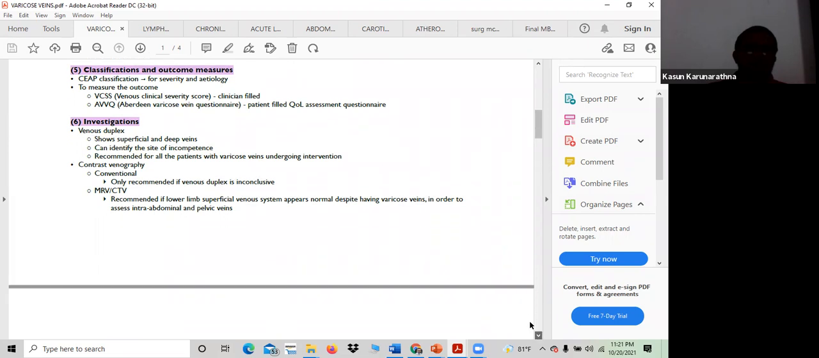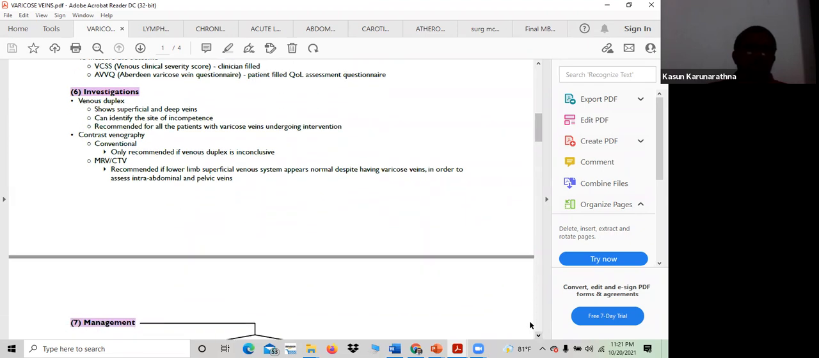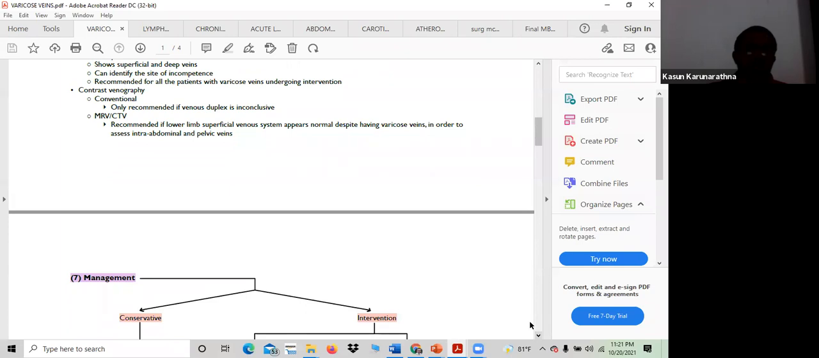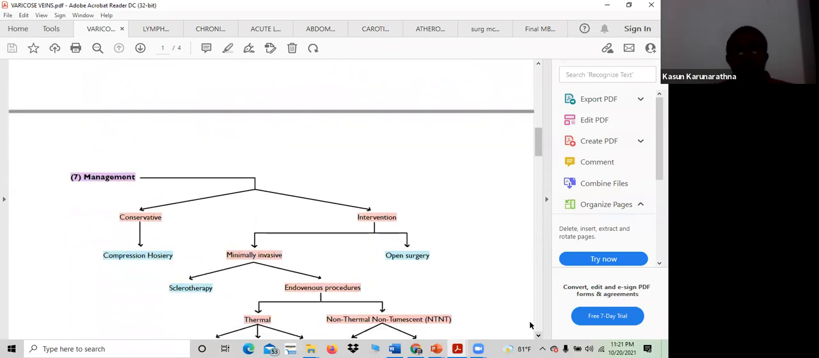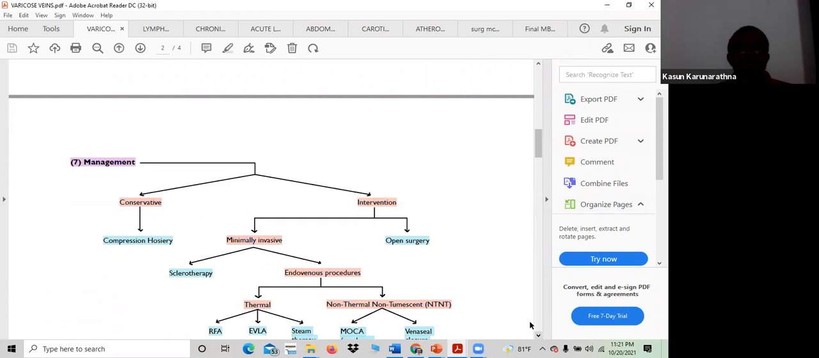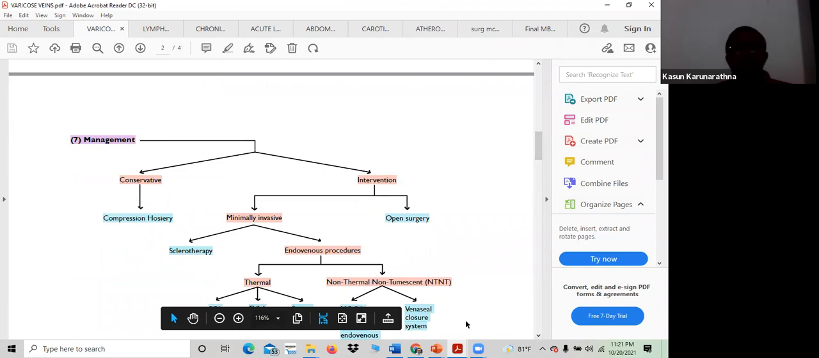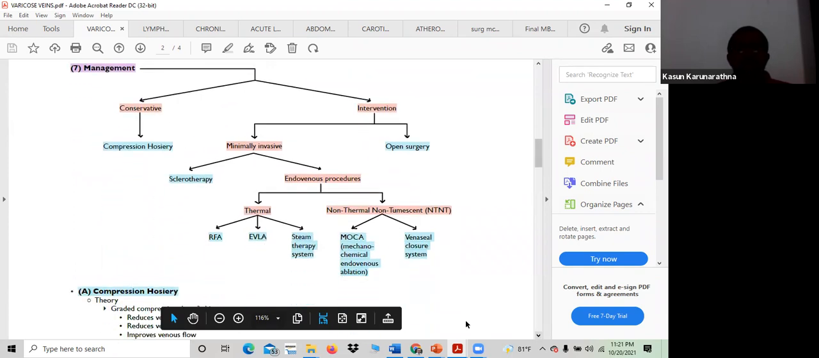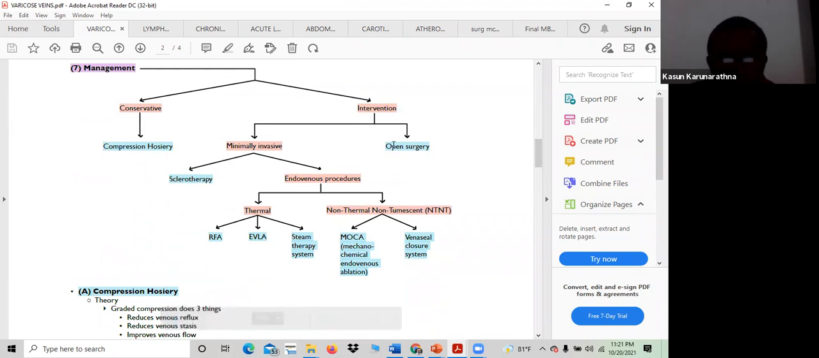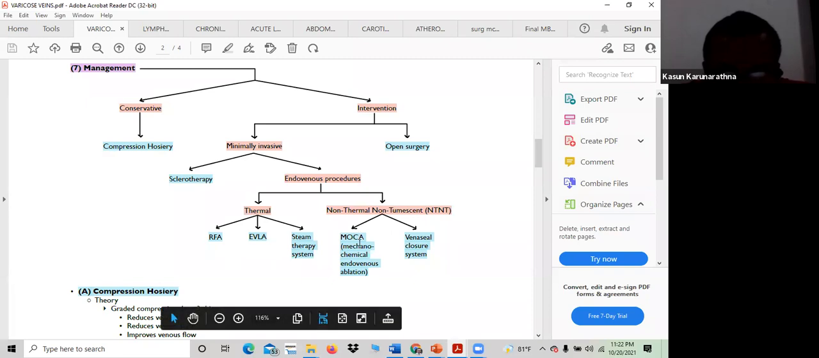Investigations: venous duplex to study superficial and deep veins and to identify the site of incompetence, right? Contrast venography and MR or CT, we don't usually do. And management could be conservative or surgical intervention. Conservative management is done by compression therapy, graduated compression stockings. Interventions: either open surgery, as we discussed, saphenofemoral ligation and stripping, or minimally invasive procedures: sclerotherapy, or endovenous procedures. Radiofrequency ablation, endovenous laser ablation, or non-thermal non-tumescent therapies, right? Those are the management options.